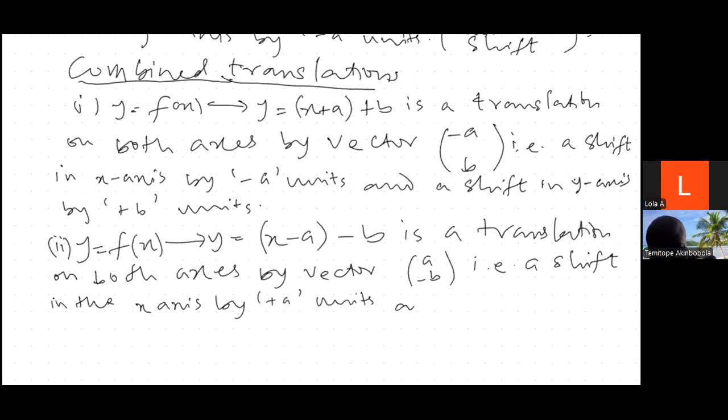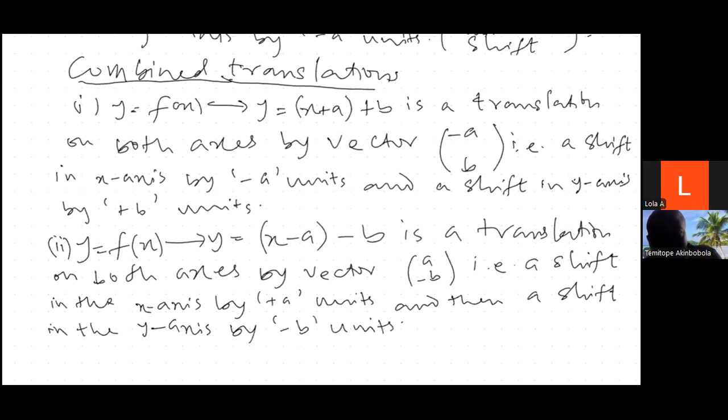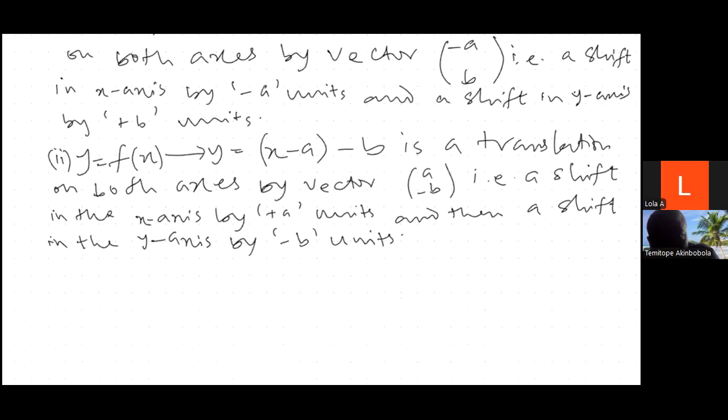And then a shift in the y-axis by minus b units. So what does that mean? It means that the shape or the graph of the function that has experienced combined translation will shift to the right on the x-axis, or to the right horizontally, and then go down the y-axis. So that's what it means.